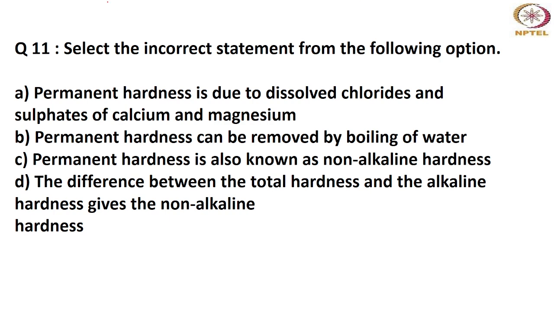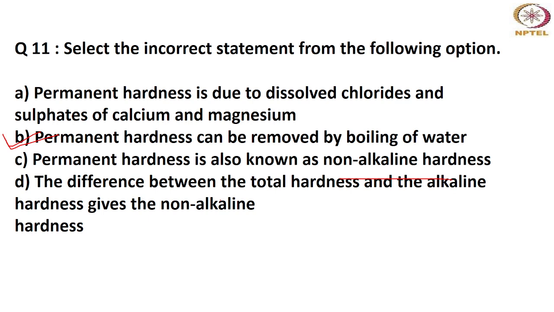Okay, George, you are saying there is a B option, right? Yes, you are correct. That the B is the correct option. Permanent hardness cannot be removed by boiling of the water, and other options are correct. This is the incorrect one. That's why I'm saying this one is the correct one. Right? So the permanent hardness is also known as non-alkaline hardness, and I already discussed in the previous numerical question.